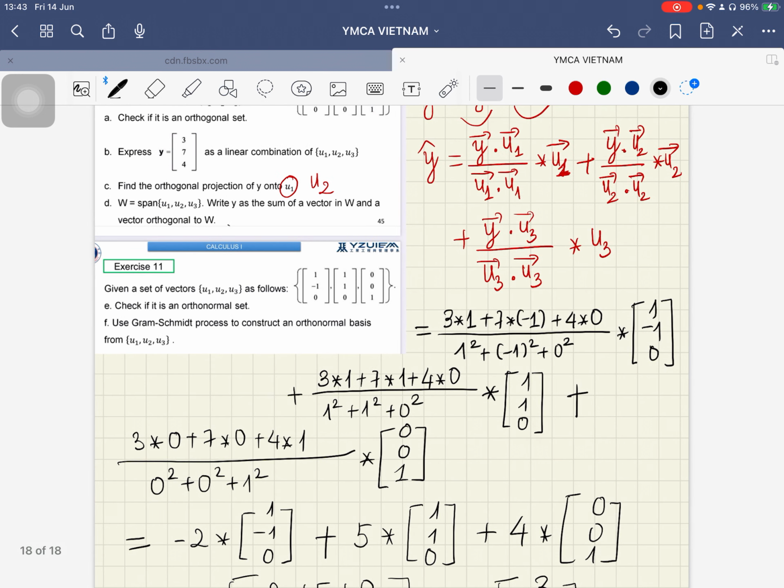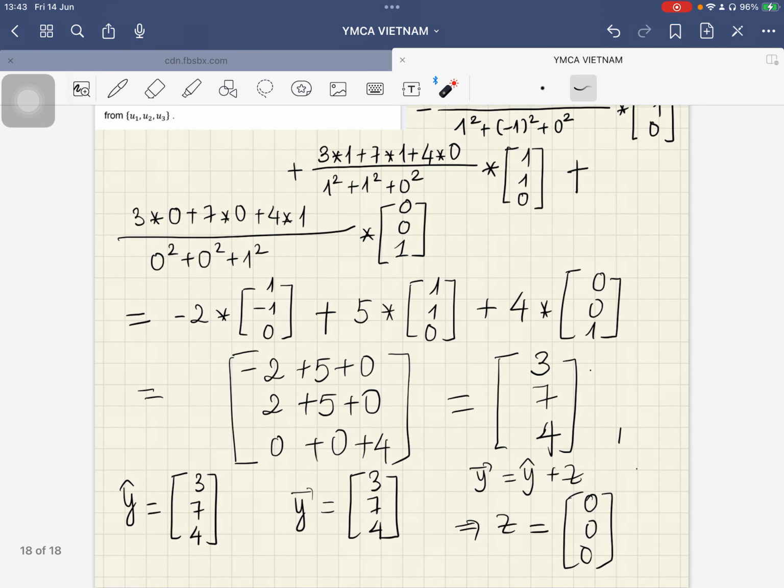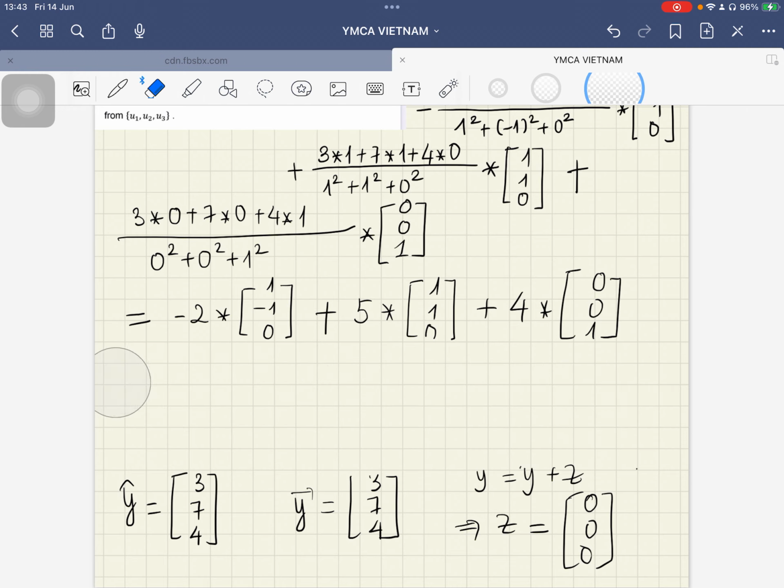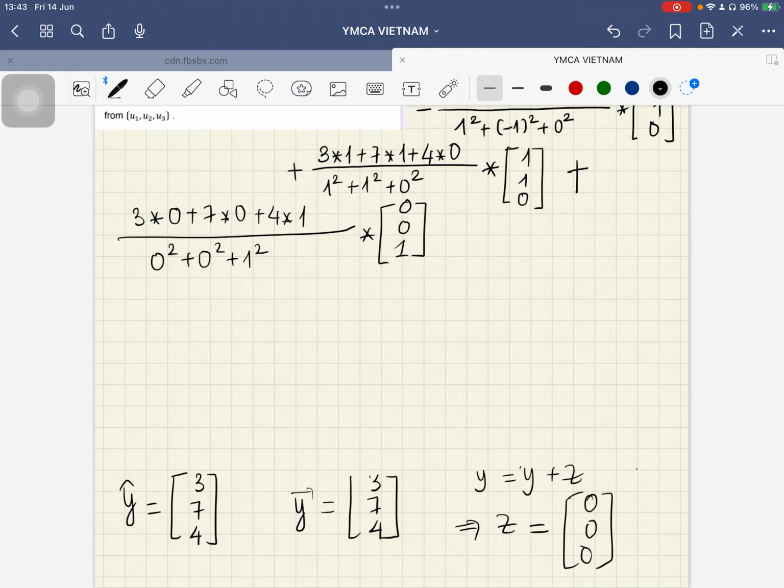And the question is, you have to write y as a sum of a vector in W and a vector orthogonal to W. So you can write as follows. Let me erase this part. The final answer will be y is equal to 3, 7, 4 plus 0, 0, 0. So this one is z and this one is y hat.